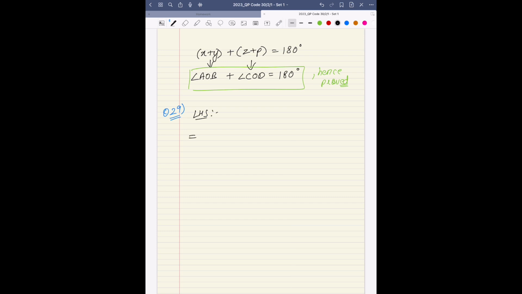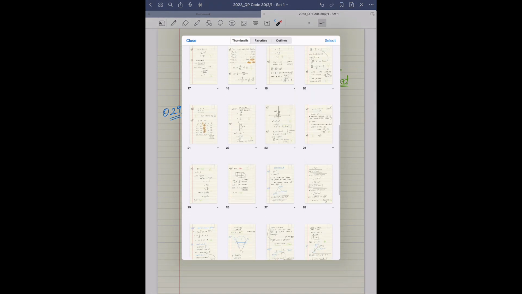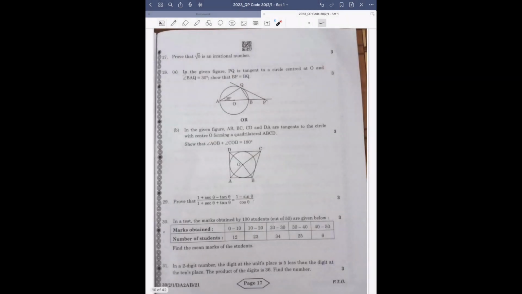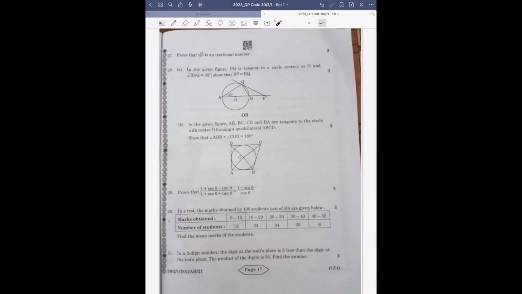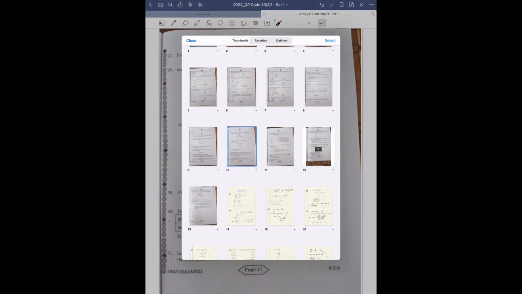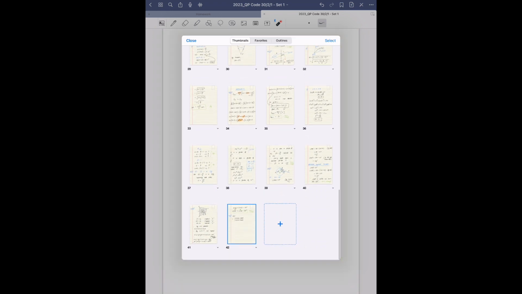LHS, written at the LHS, it is (1 plus sec theta minus tan theta) divided by (1 plus sec theta plus tan theta). Generally what happens, even I advise my students to break this into sine and cos, and even your RHS is hinting that your result will be sine and cos. So we can try that, but there's a problem.